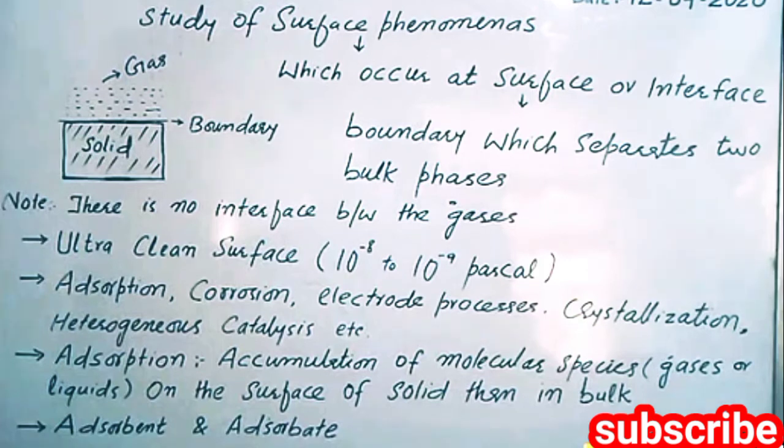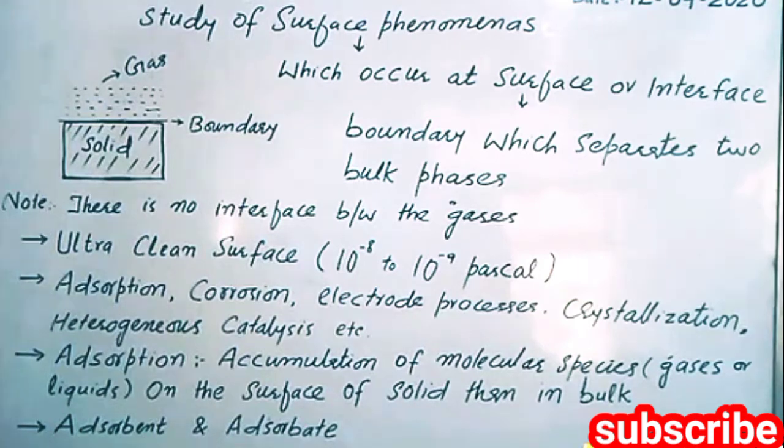And what is it? It is simply that whenever we have a solid surface, the various molecular species of gas or liquid get attracted and retained on the surface of the solid, and hence the concentration of these molecular species, gases or liquids, is more on the surface as compared to the bulk. This is adsorption. So we can say it is the accumulation of molecular species, gases or liquids, on the surface of a solid rather than in the bulk.